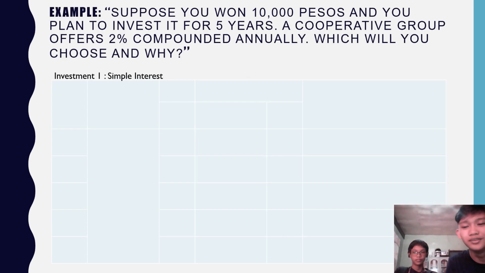So I'm going to give you an example on how to compute the simple interest. Suppose you won 10,000 pesos and you plan to invest it for 5 years. A cooperative group offers 2% compounded annually. That's our rate. Which will you choose and why?